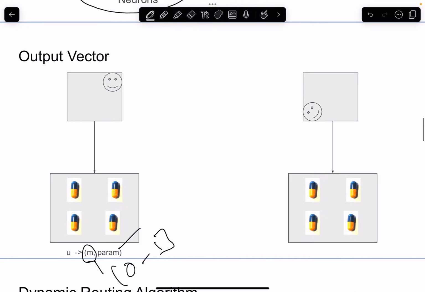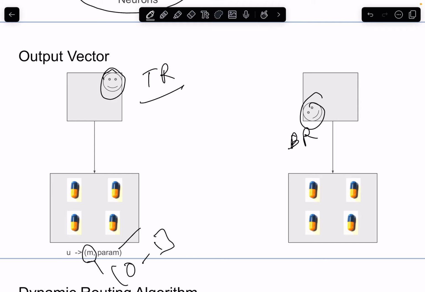For example, if there is a person's face on the top right, the output of this will be different from the bottom right person's face, which is angled and tilted at some degrees.